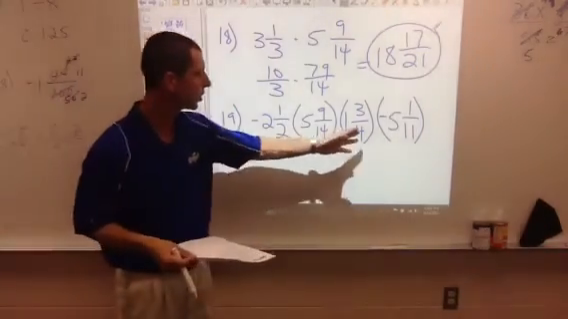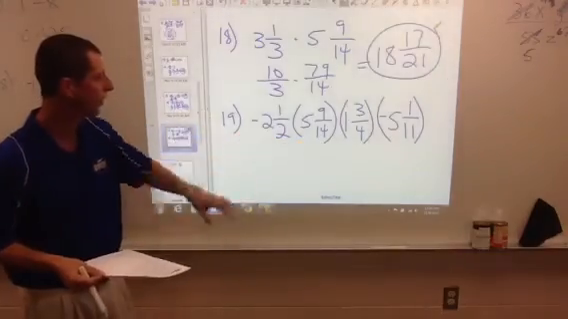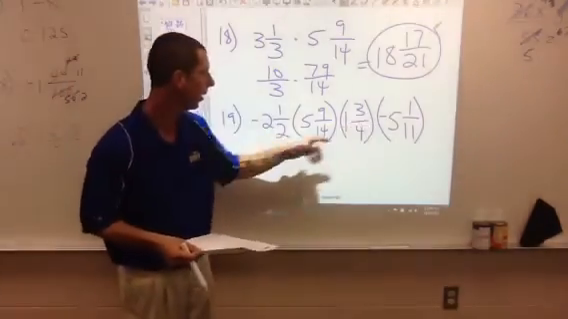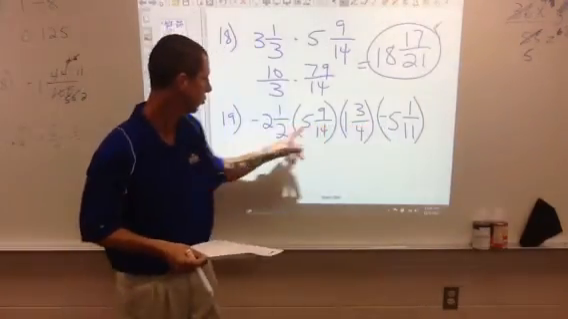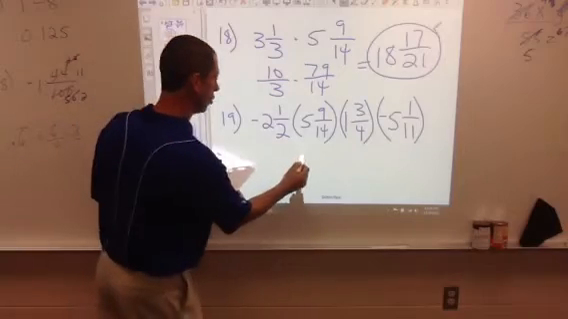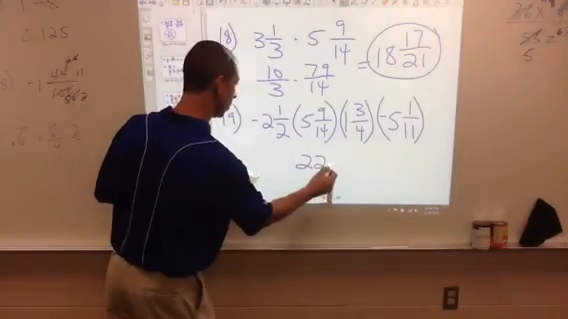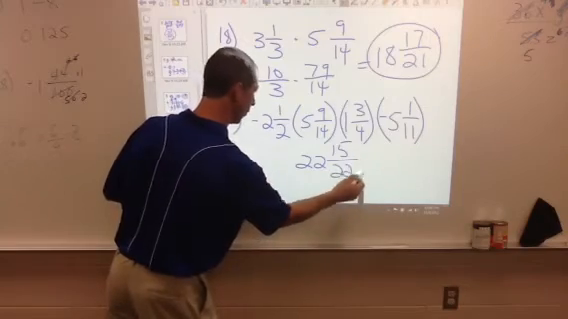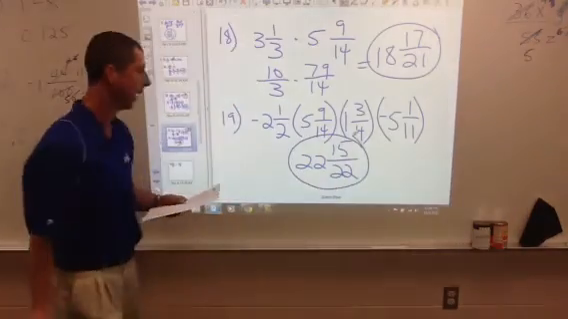Number 19, you're doing a similar way. I'm not going to go through every step on that one because it's going to take a while, but you got to make them all improper. Your answer is going to be positive because you got 2 negatives. Okay, and if you do everything right there, you should end up with 22 and 15 over 22. Okay, and that's positive.